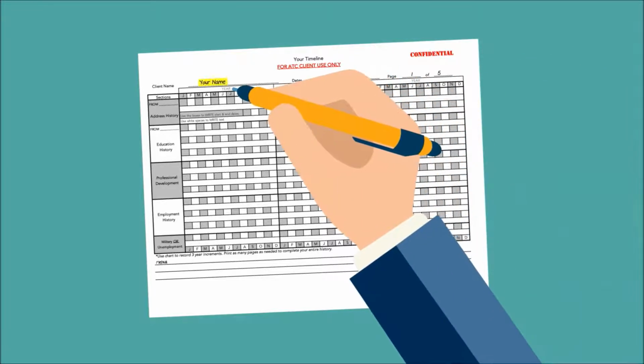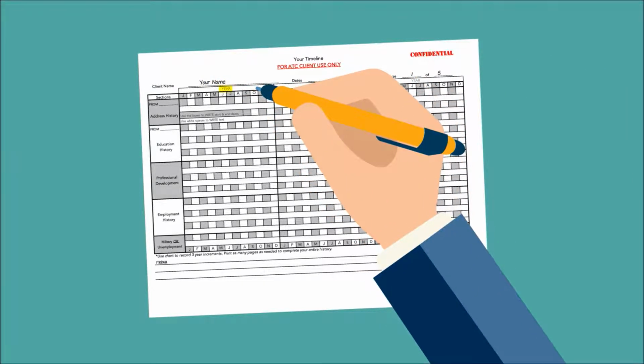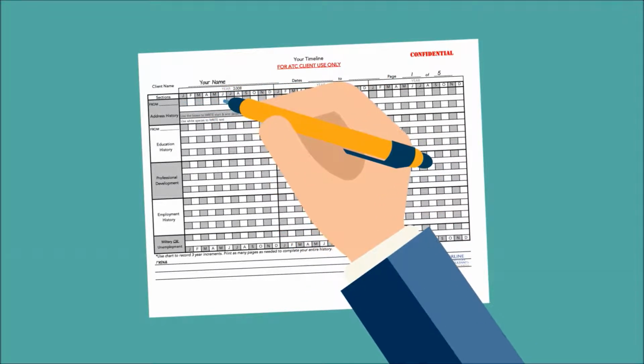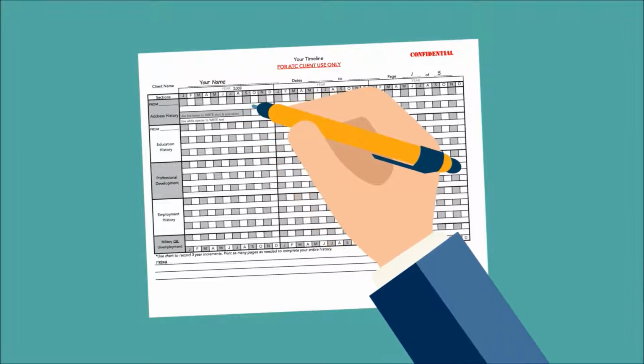Just below the name, you'll see the word year. Write the year you were plotting in that box. The gray and white checkered boxes below represent the months of that year. And the white box below that is a dialog box.